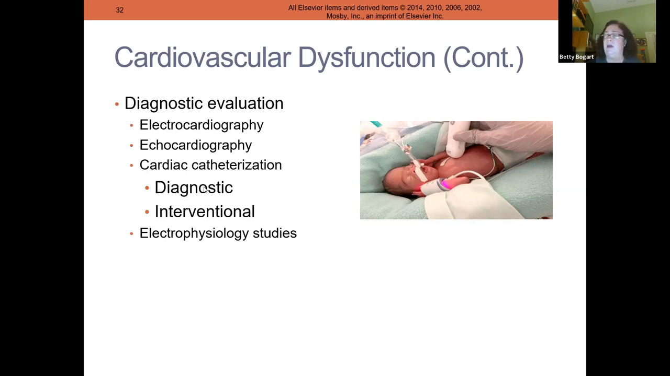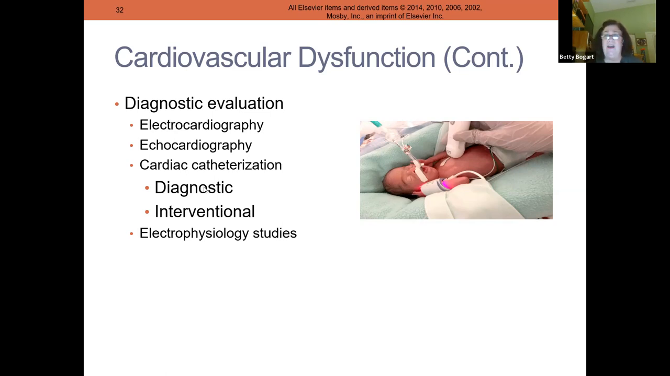Then we're going to do an echocardiogram. And the echocardiogram is going to show us if there's a kink, where the blood flows, how it's flowing, pressures in the heart, et cetera. If we have a positive echocardiogram, prepare that family for a cardiac catheterization. And why are we going to do a cardiac catheterization? Because we need to do a further diagnostic workup to find out exactly where these things are going on.